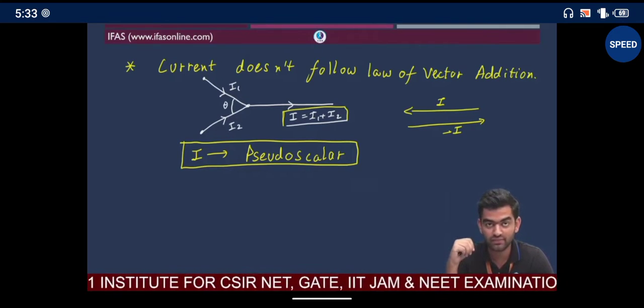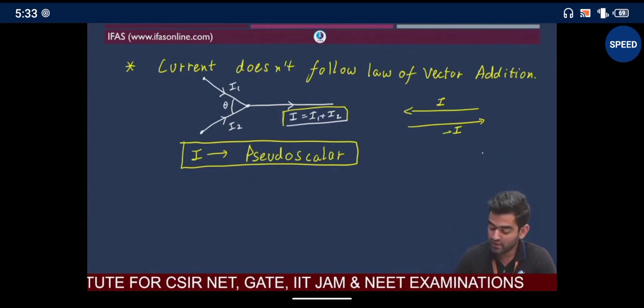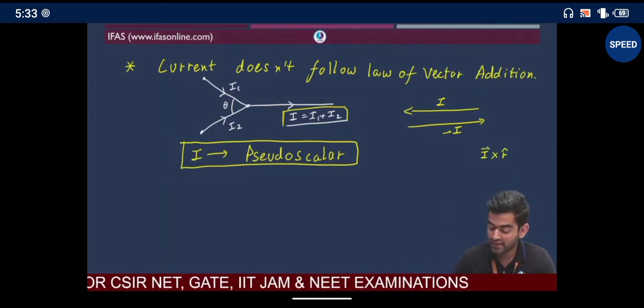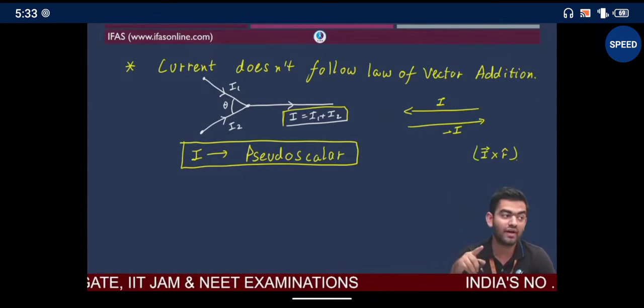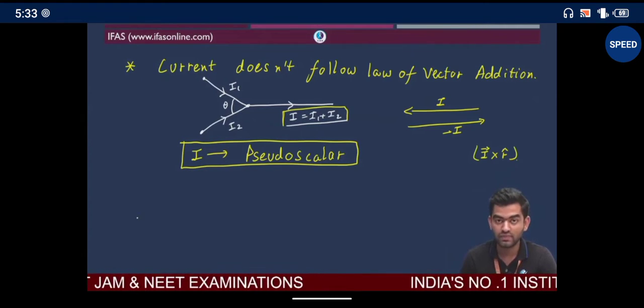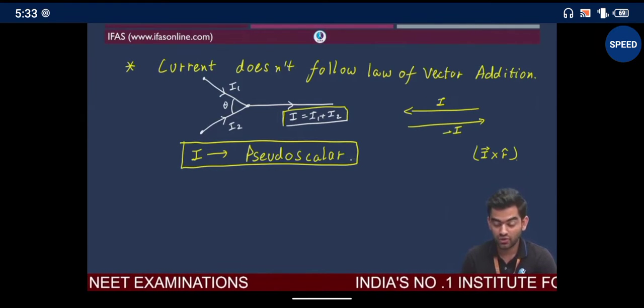While calculating the magnetic field, you might already remember that we take I cross r. We treat it there as a vector, and it behaves like one in the case of the magnetic field. But it's not a vector, it's a pseudo-scalar. The same goes for time as well. So time is also a pseudo-scalar.